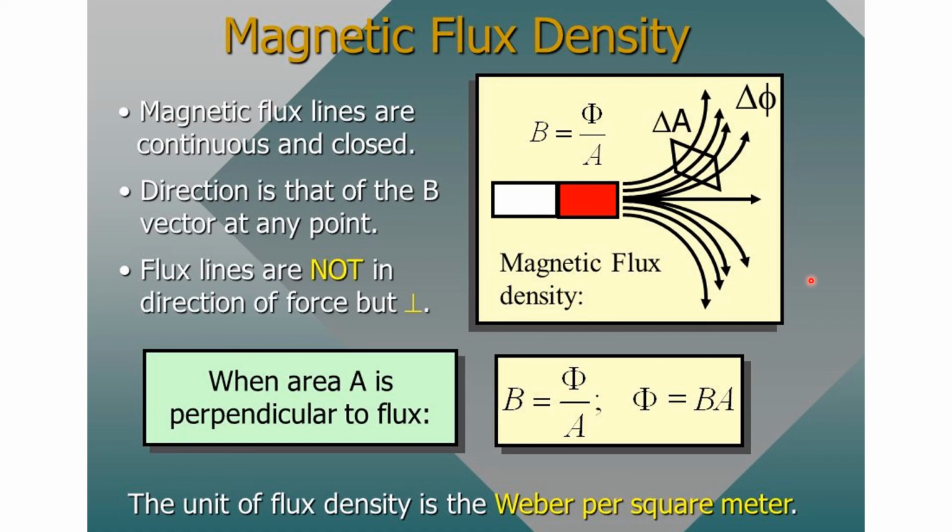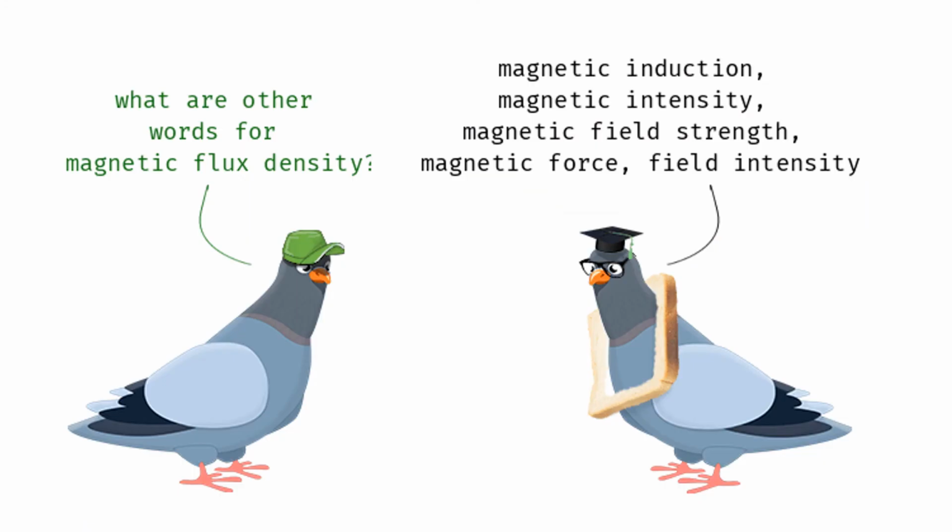Magnetic flux density. You may be confused that I'm using different words for B. So what are other words for magnetic flux density? Magnetic induction, magnetic intensity, magnetic field strength, magnetic force or field intensity. All these words represent B.